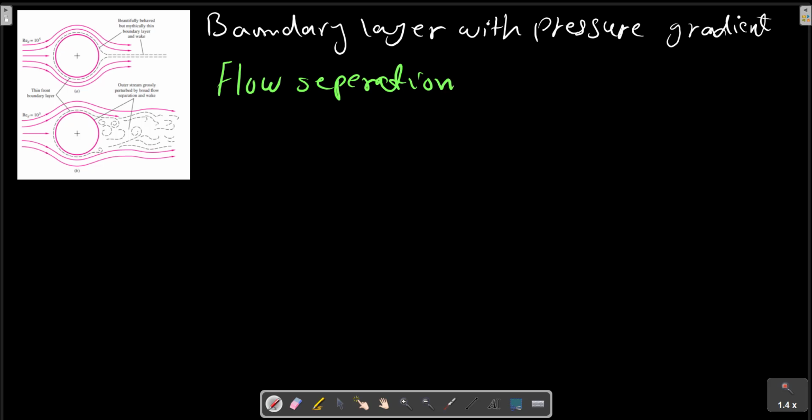Prandtl showed that separation, like this figure here, is caused by excessive momentum loss near the wall in a boundary layer trying to move downstream against increasing pressure, which is called an adverse pressure gradient.